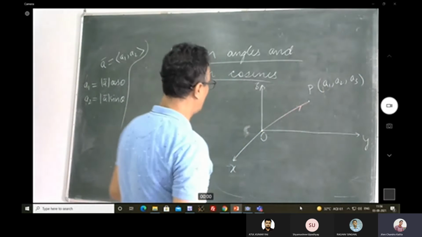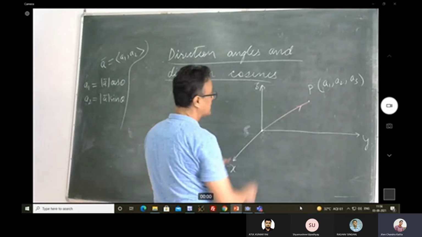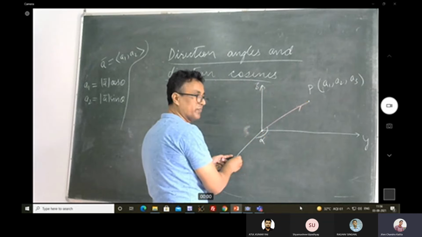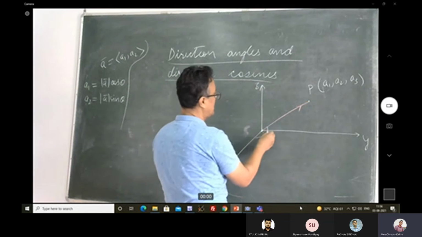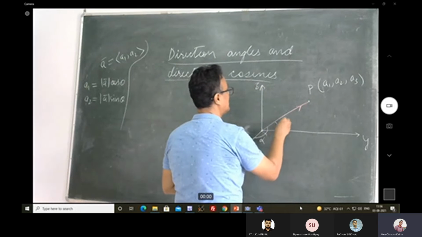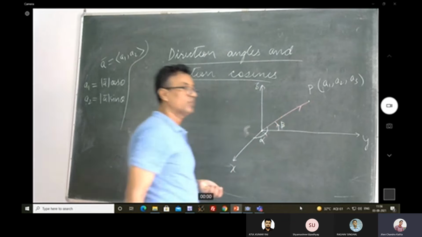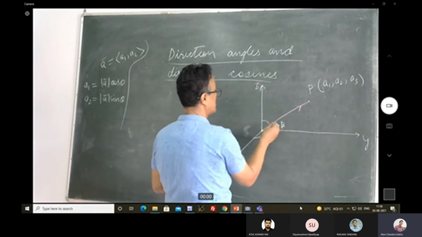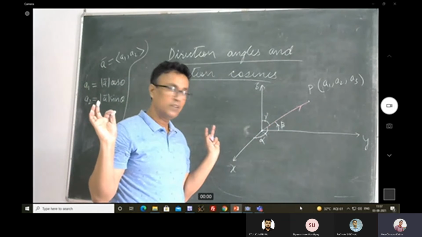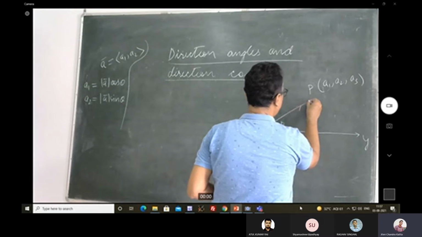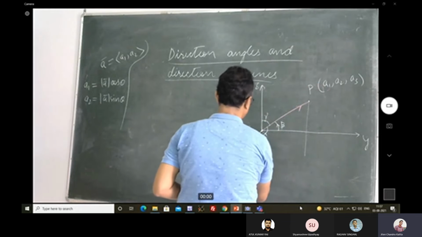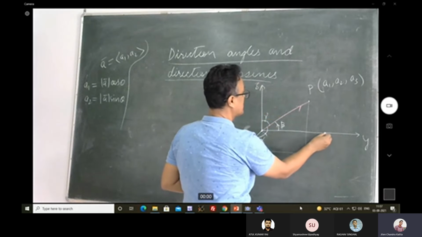Now let me assume that this vector OP makes an angle alpha with the x-axis, beta with the y-axis, and gamma with the z-axis. So far so good, right? Okay, fine. Now, as before, let me draw a perpendicular from the point P to the xy plane, and then let me do the earlier.